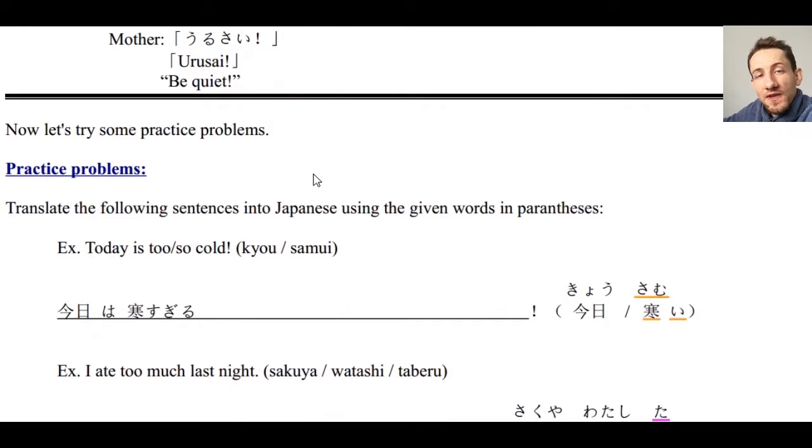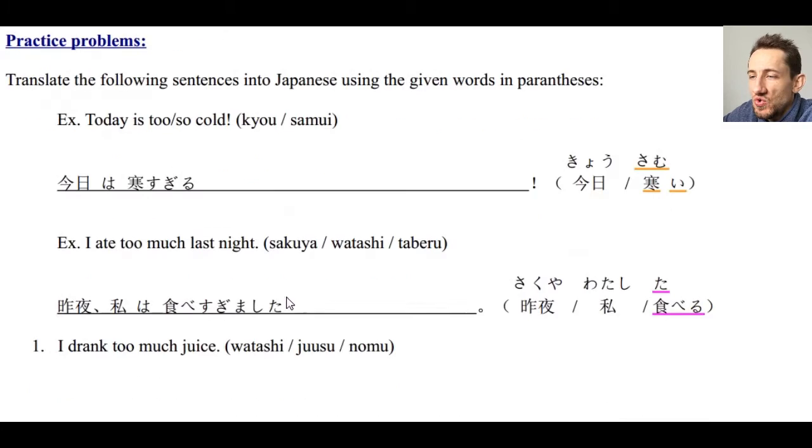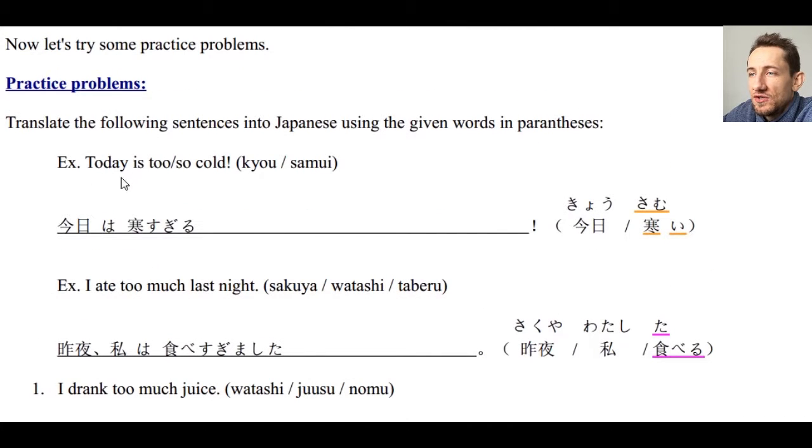Anyway, now we're just going to put everything we've learned together using sugiru with our verbs and adjectives, and translate sentences from English into Japanese. So for example, we have, today is too cold, or, today is so cold. So 今日は寒すぎる. So we have 今日 and our e-adjective 寒い. 今日は寒すぎる.